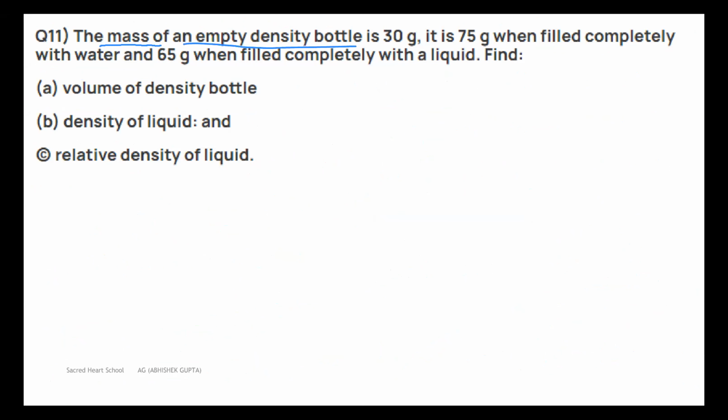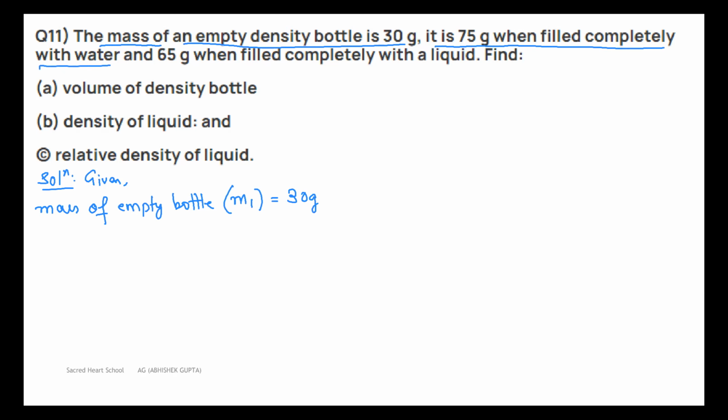The mass of an empty density bottle is given. Chalo, what is given? Mass of the empty bottle, denoted by M1, is how much? 30 gram. It is 75 gram when filled completely with water. Mass of bottle plus water is also given. Let us denote this by M2. How much? 75 gram.